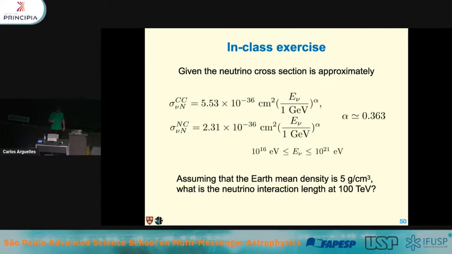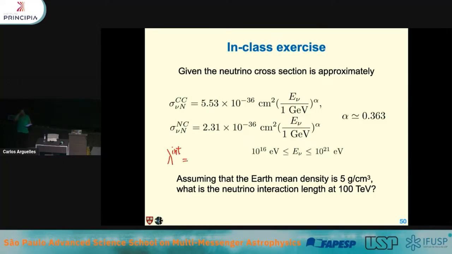How do you compute that? Can somebody tell me? What is the length that the typical neutrino will interact in a medium that's 5 grams per centimeter cubed if the neutrino has 100 TeV of energy? How do I compute that? Okay, so the interaction length, I'm going to write here.